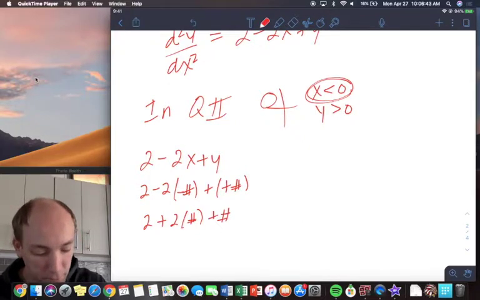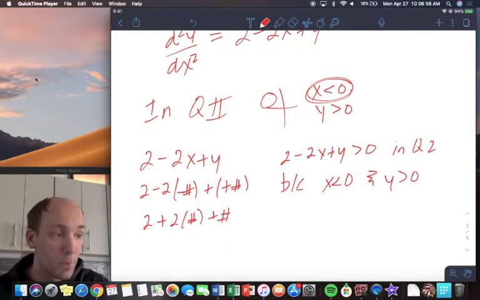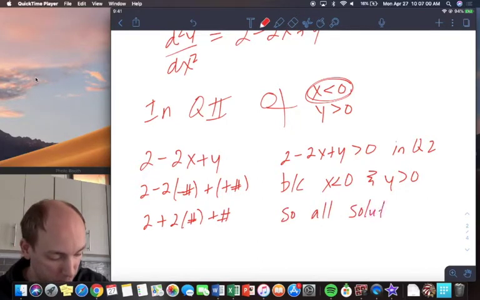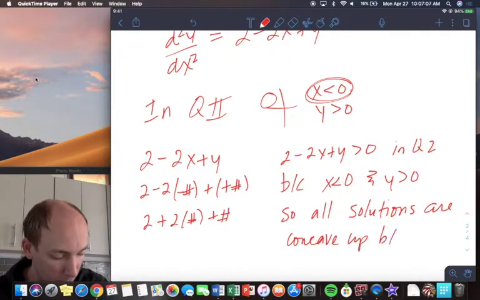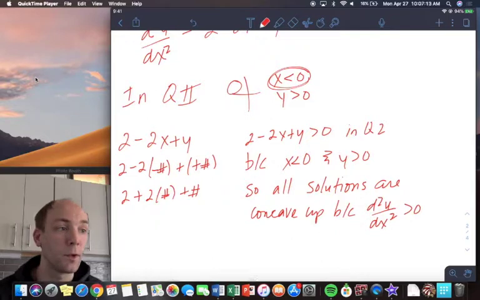So 2 minus 2x plus y is greater than 0 in quadrant 2 because x is less than 0 and y is greater than 0. So all solutions are concave up because the second derivative is greater than 0. Okay?